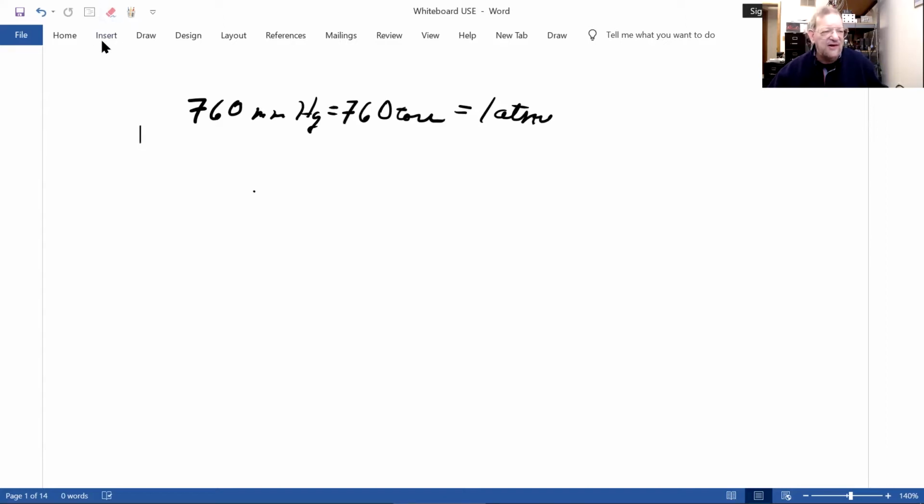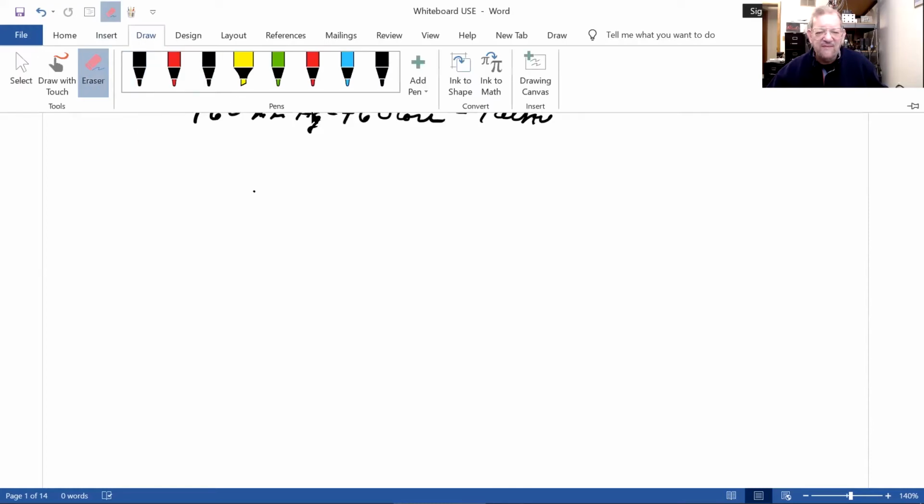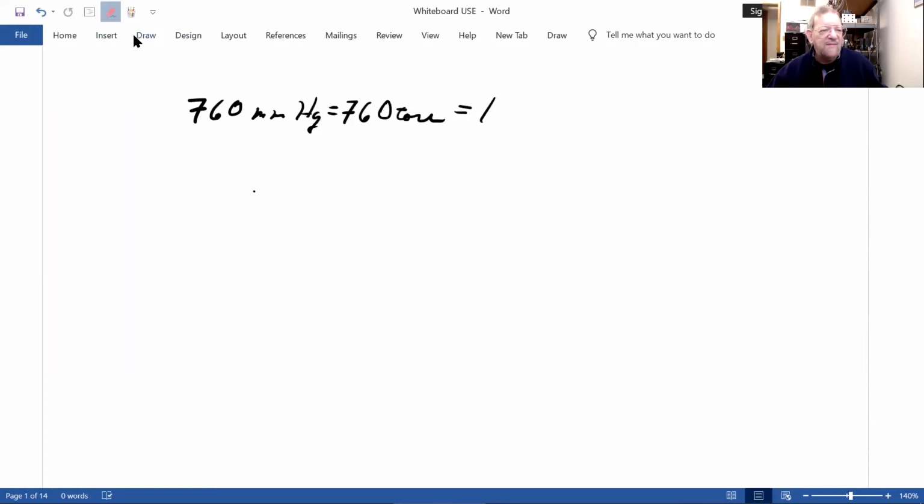That's awful looking. Let's fix it up. That's better. And this is something important. These are all exact numbers. 760 millimeters of mercury equals 760 torr equals 1 atmosphere. And from this, you can also conclude 1 millimeter of mercury equals 1 torr.